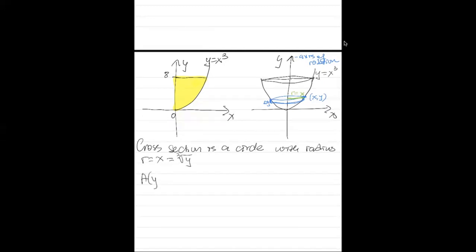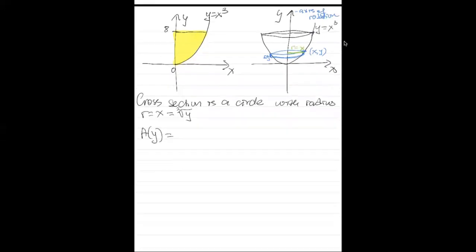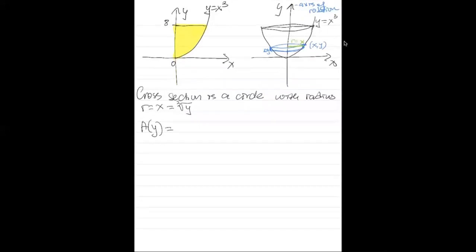Now let's write A sub y. Everything's coming in terms of y now, since we're rotating around the y-axis. So A sub y, the area of a circle, is pi r squared. That is pi times cube root of y, squared, which is pi y to the 2/3.